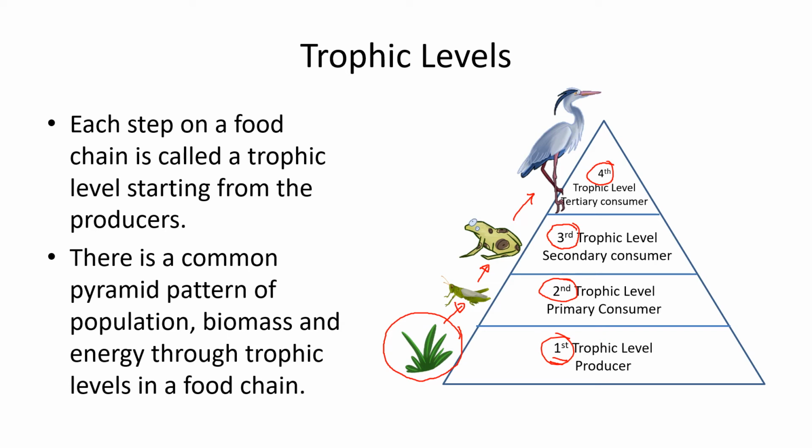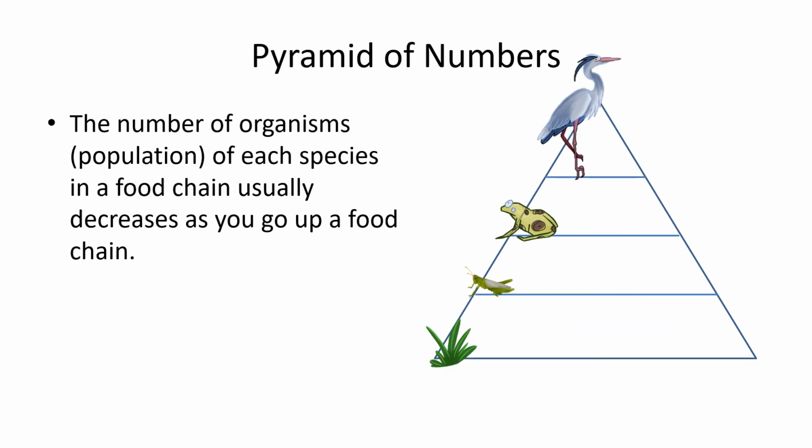So let's look at a couple different patterns that follow this general trend. The first one is pyramid of numbers. So if you just counted the number of the population, I'm not sure why they call it pyramid of numbers because it's all numbers.